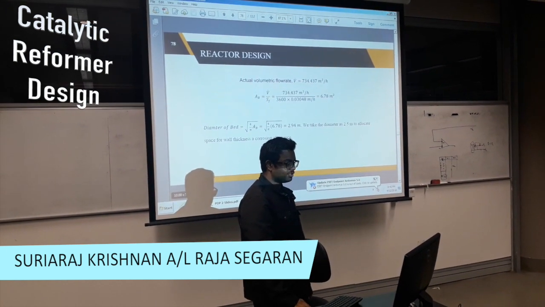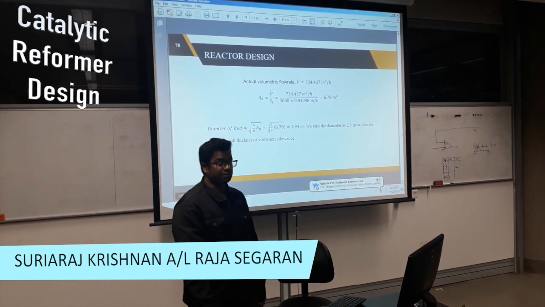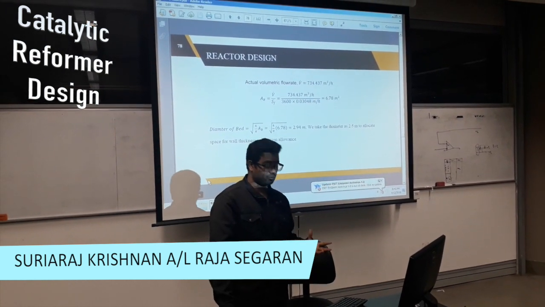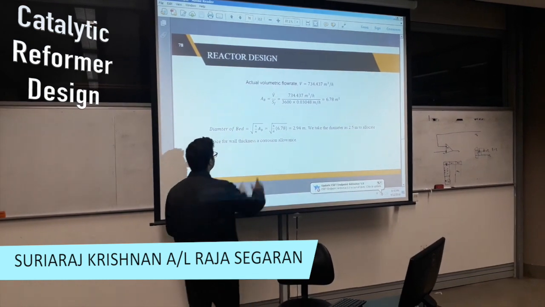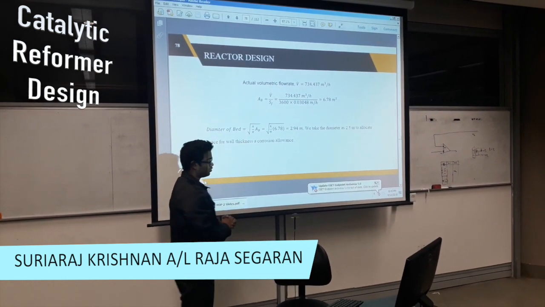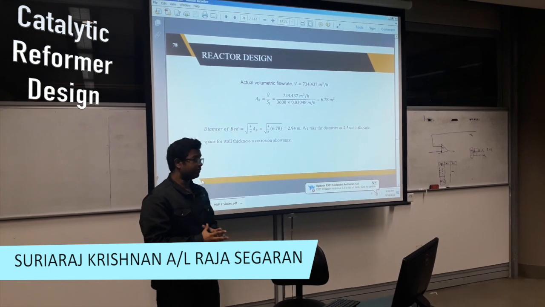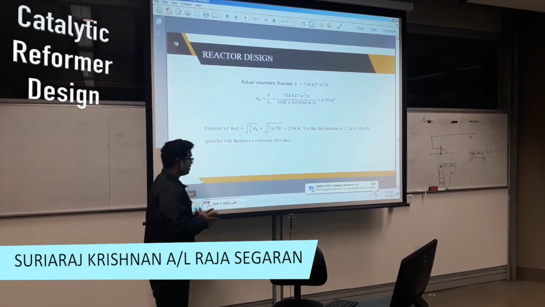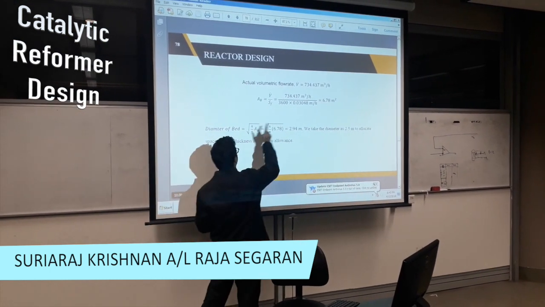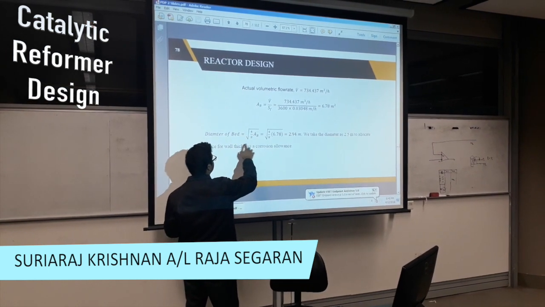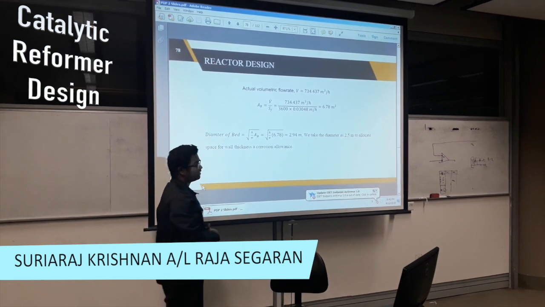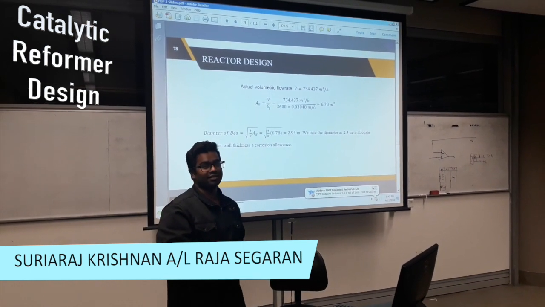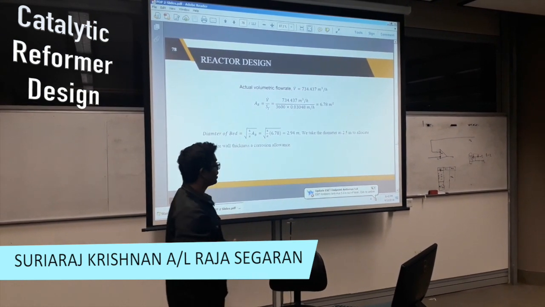Then, using the actual volumetric flow rate from the simulation, dividing it by the superficial velocity, we can get the area of the bed. So we now know the volume and the area. We are left to find out the diameter. Based on the area, we plug into the formula and we can get the diameter, which is about 2.94.